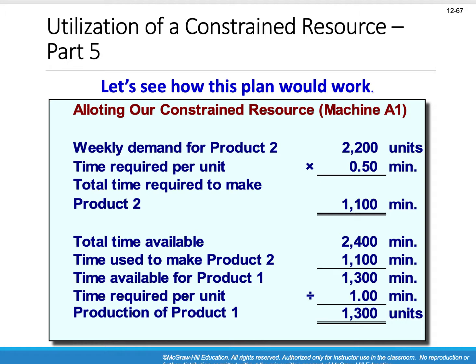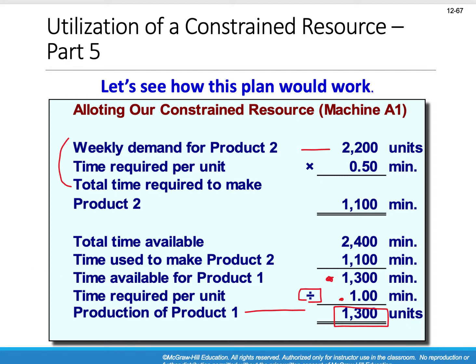So how do I do that? Well, I do the same thing I did up here. I take the time available for product 1, which is the same 1,300 minutes, divided by the time required per unit of product 1, which is 1 minute. I divide those, and I see that I can make 1,300 units of product 1. So I'm going to make 2,200 units of product 2 and 1,300 units of product 1.